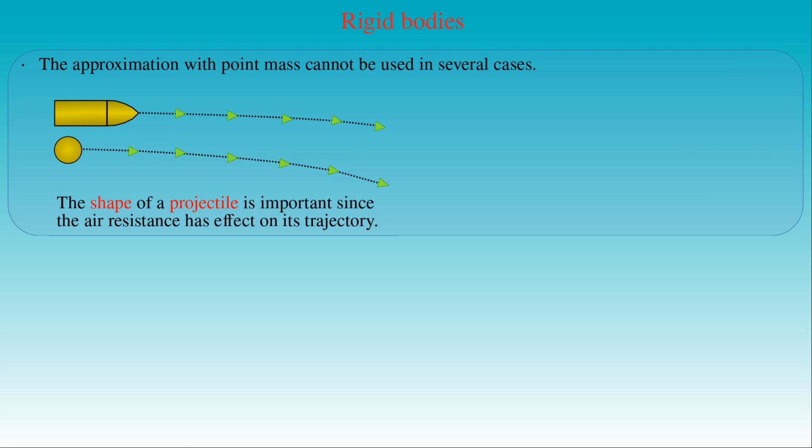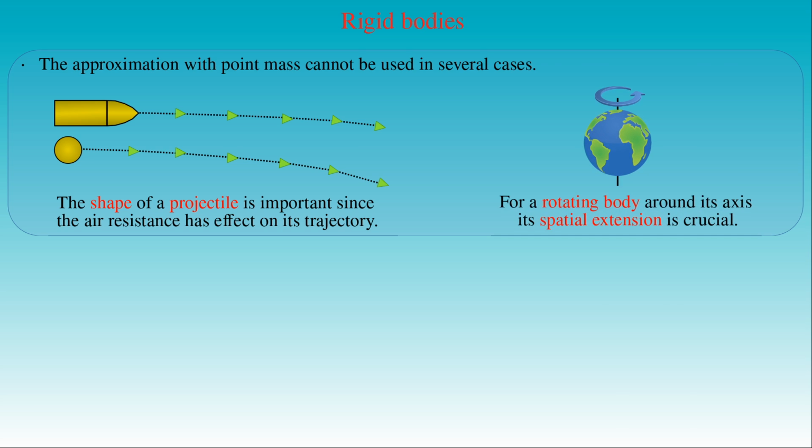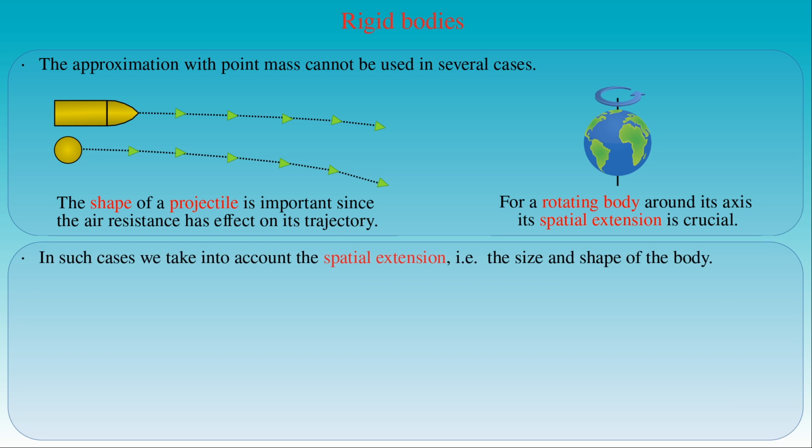Besides this simple model, we need to use more complicated ones for a more accurate description of moving bodies. Such a model is called a rigid body. In some cases the point mass model gives only a crude approximation. For example, the shape of a projectile is important, since the resistance of the air has a considerable effect on its trajectory. The point mass model cannot be applied either in the study of the rotation of a body around its axis, where the spatial extension of the body is crucial. In such cases we need to take into consideration the extension and the shape of the body.